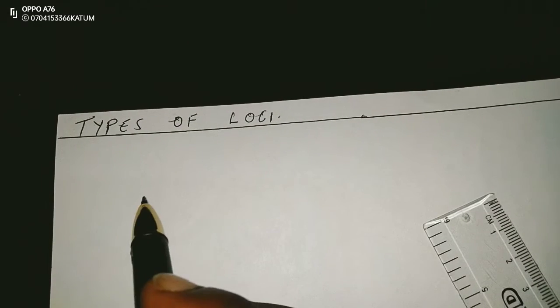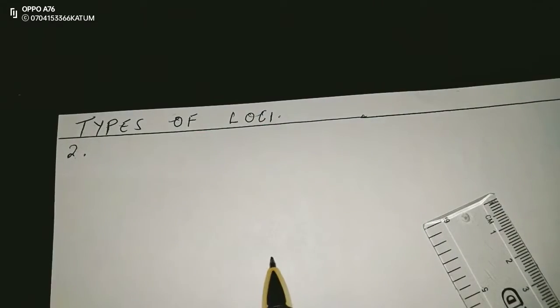Types of loci. This is a continuation. We've already discussed the perpendicular bisector locus. And in this case, I want us to look at the second type of loci, which is going to be the locus of points.